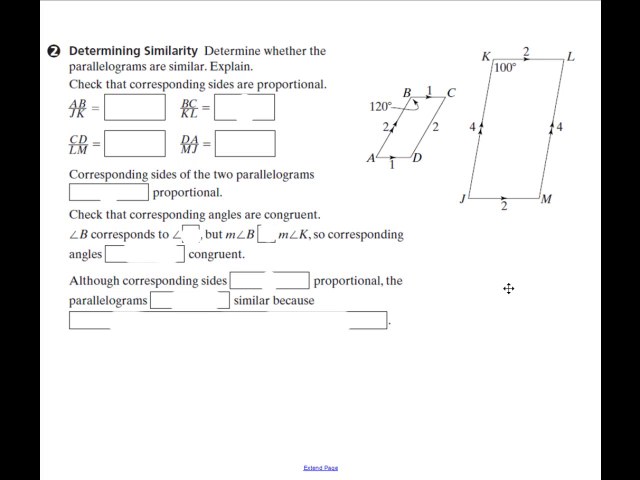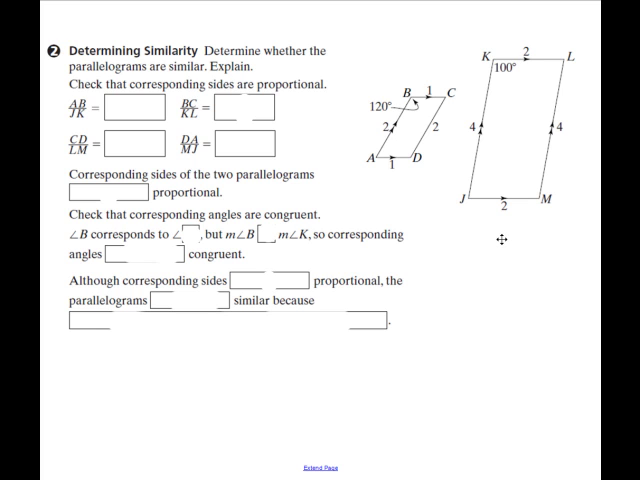Now, the book goes through quite a bit of work and then comes to the correct answer. I would say this problem doesn't necessarily require work. If they ask us to determine if they're similar and we can see right away that this angle is 120 and this angle is 100, well then we should be able to fairly quickly conclude that these are not similar. We could go one step further and say, okay, well if this is 120, this is 60, and if this is 100, this is 80, so then we can be doubly sure that none of those angles in those two shapes are the same.